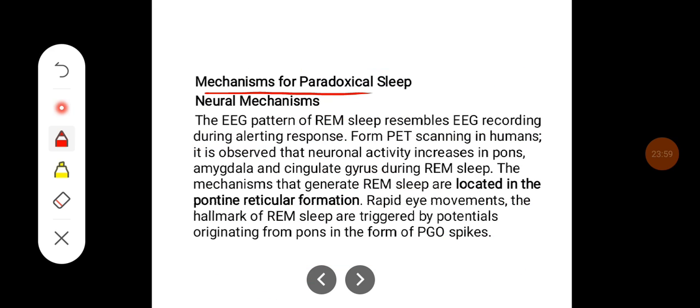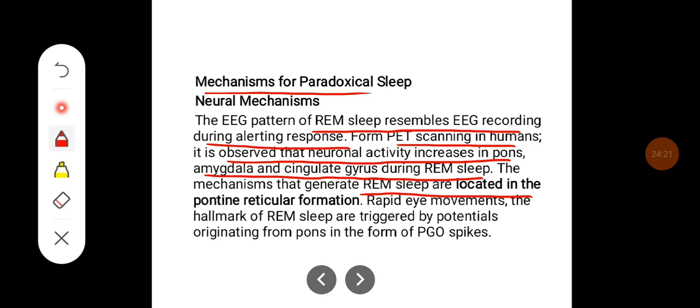The mechanism of paradoxical sleep. It can be a neural mechanism. The EEG pattern of REM sleep resembles EEG recording during the alerting response. From the PET scanning in humans, it is observed that the neuronal activity increases in pons, amygdala, and cingulate gyrus during REM sleep. The mechanisms that generate REM sleep are located in the pontine reticular formation. Rapid eye movements, the hallmark of REM sleep, are triggered by the potential originating from the pons in the form of PGO spikes.